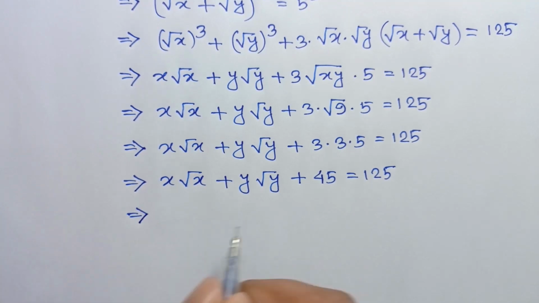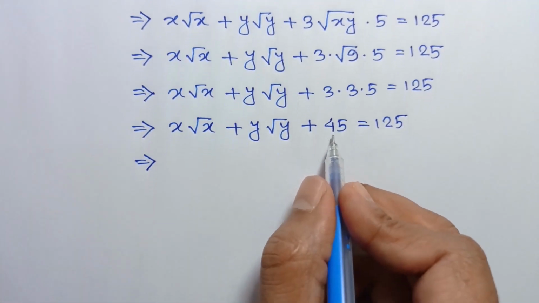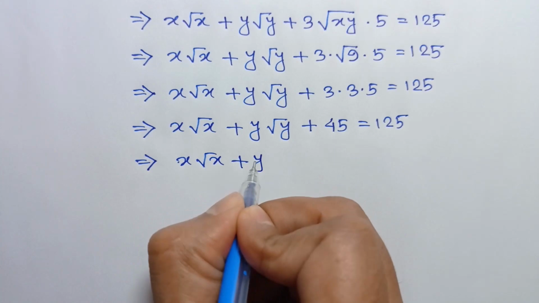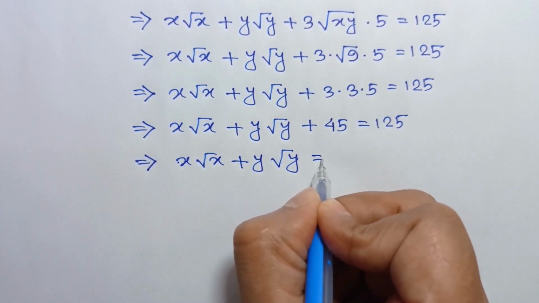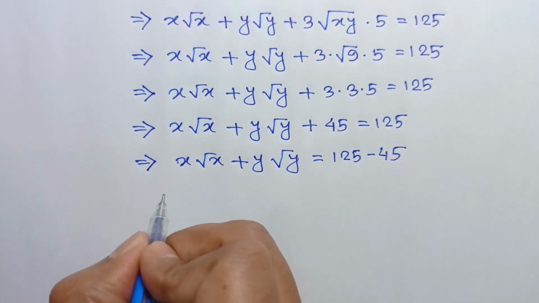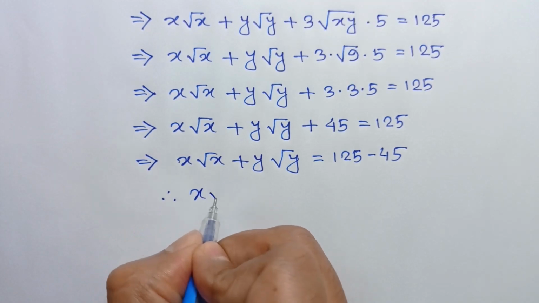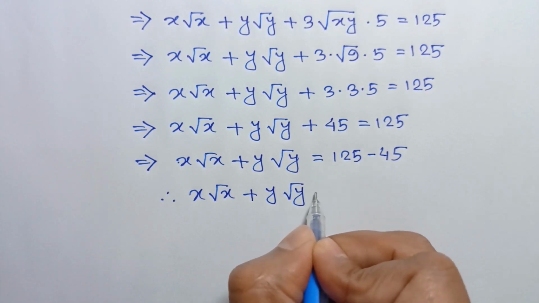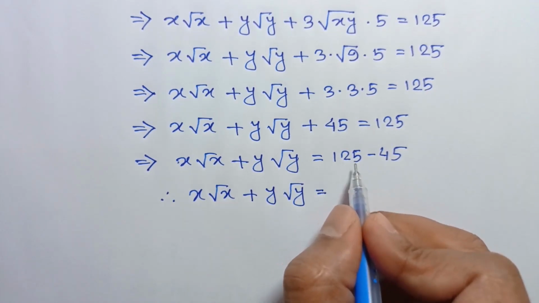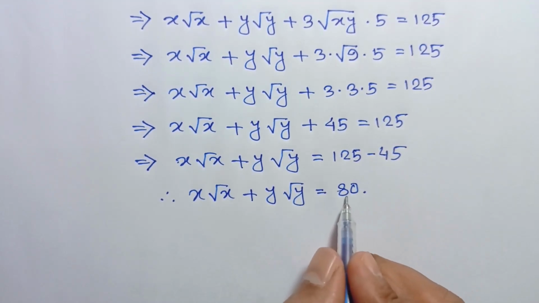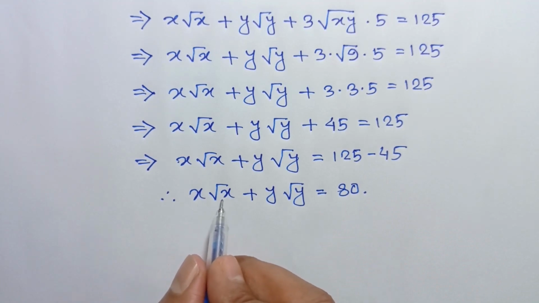or taking this 45 to the right side, we can write x square root of x plus y square root of y is equal to 125 minus 45. So the value of x square root of x plus y square root of y is equal to 125 minus 45, which is 80. So this is the value of x square root of x plus y square root of y.